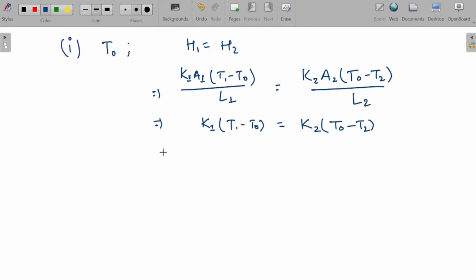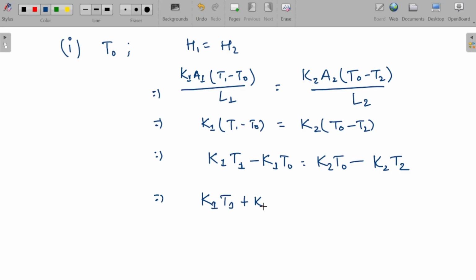Now we can write K1 T1 minus K1 T naught equals K2 T naught minus K2 T2. And then, look, what we can do, we can bring this thing to this side, or we can simply add K2 T2 to both sides. So we have here K1 T1 plus K2 T2 minus K1 T naught. I'm just adding this term to both sides. So here we will have K2 T naught plus K1 T naught.